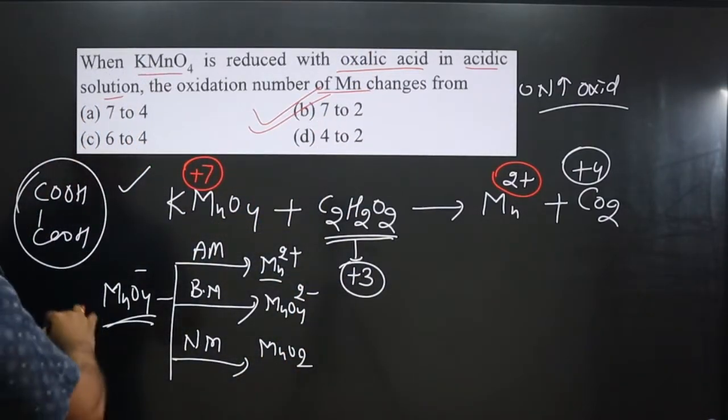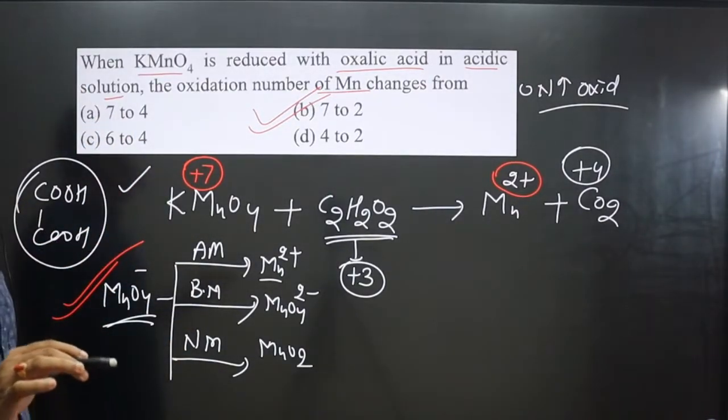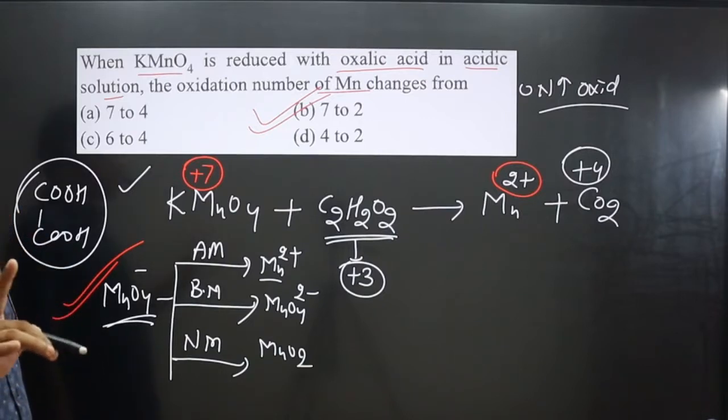But remember this information. Potassium permanganate can participate in three different media in a chemical reaction: acidic medium, basic medium, as well as neutral medium. And in all these media, it gives a different number of electrons transferred.